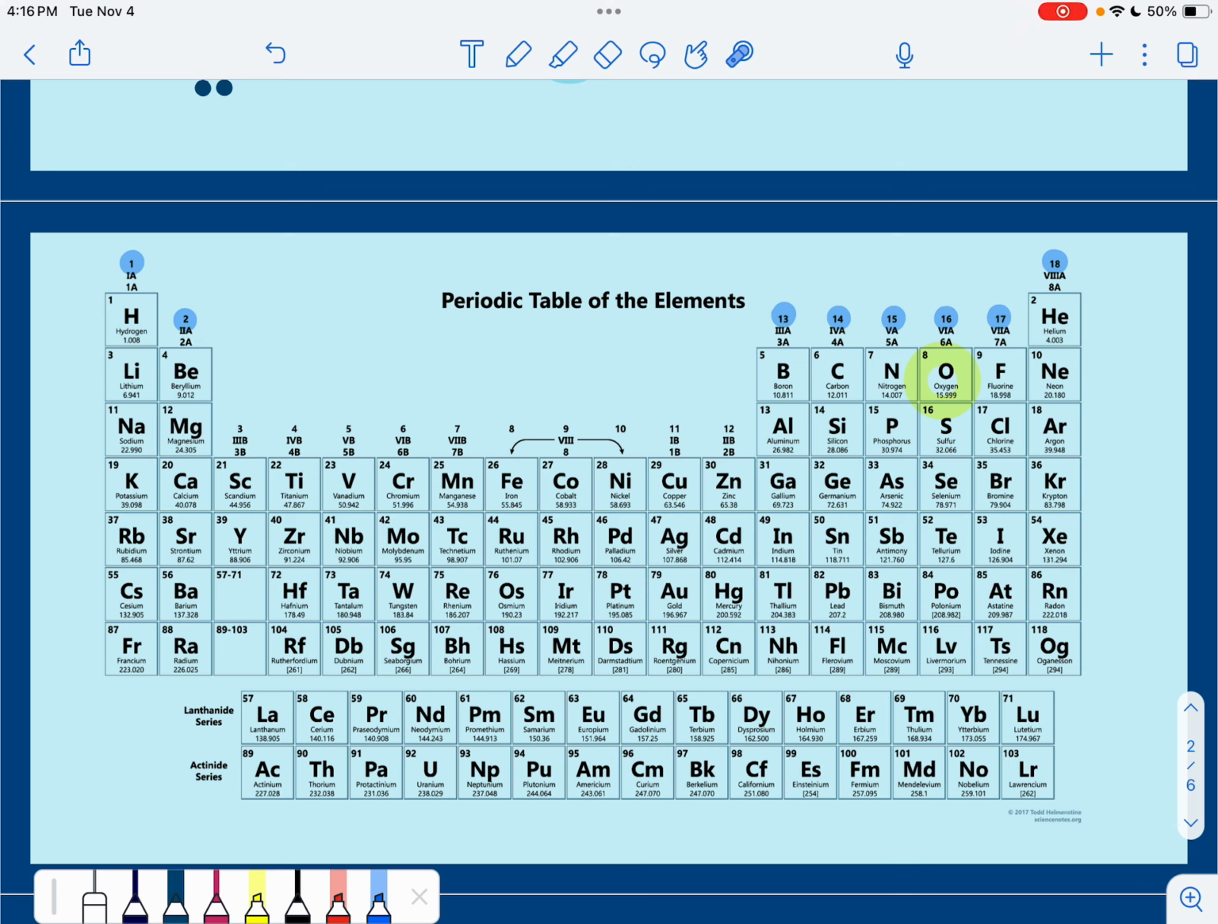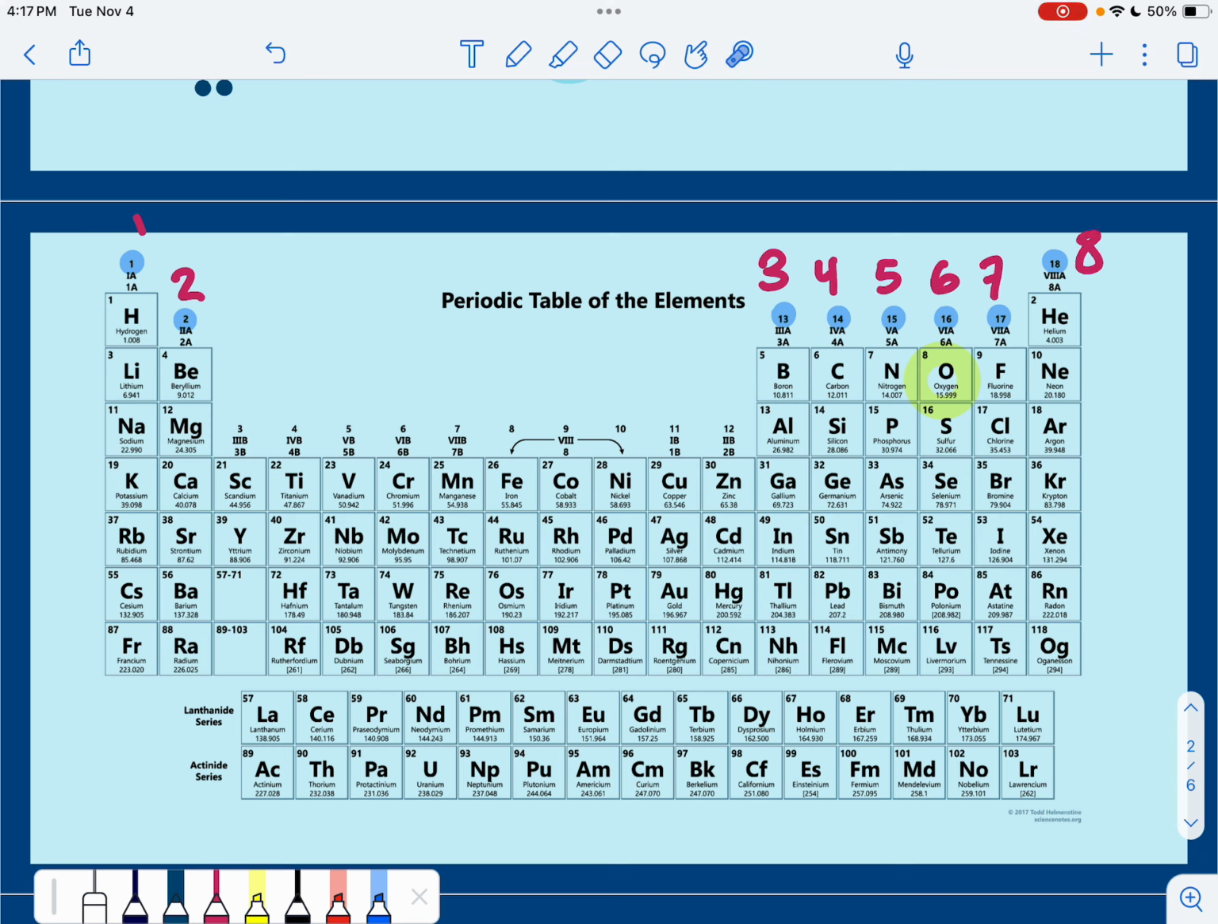And for these, the last digit of the group number will tell you how many valence electrons the atoms in those columns have. So here with group 1, the atoms in this column have 1 valence electron. In group 2, 2. In group 13, remember we take the last digit of the group number, so that would be 3 valence electrons. 4, 5, 6, 7, and 8.